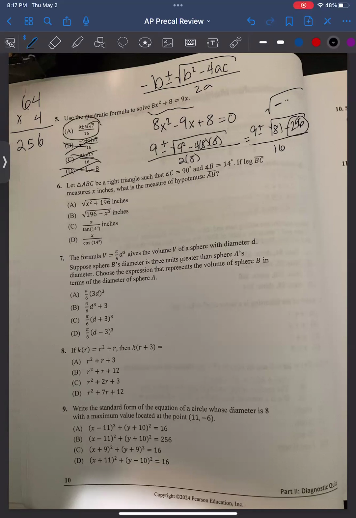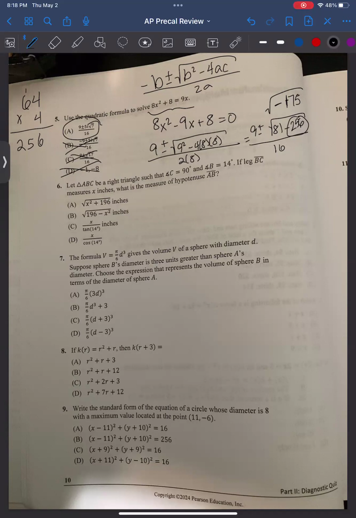A is my correct answer. Oh my lord, I'm on fire. It's actually negative 175, just in case you were wondering. Just in case. All right.